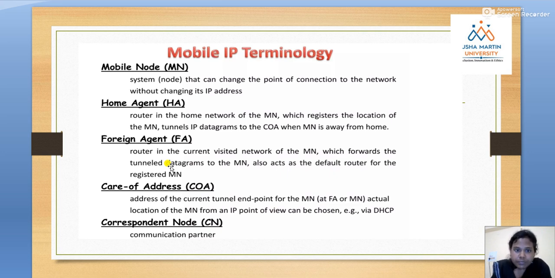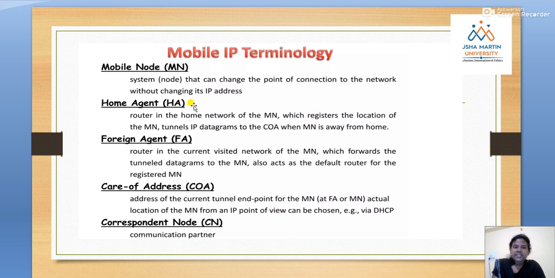Let's discuss. There are a few terminologies involved in mobile IP: MN, mobile node, then home agent, then foreign agent, then care-of address, and also corresponding node. Let's discuss one by one. First, the mobile node. Mobile node means basically the device, the system, MN, the system that can change its point of connection to the network without changing its IP address. The mobile node means the actual device, the actual system.